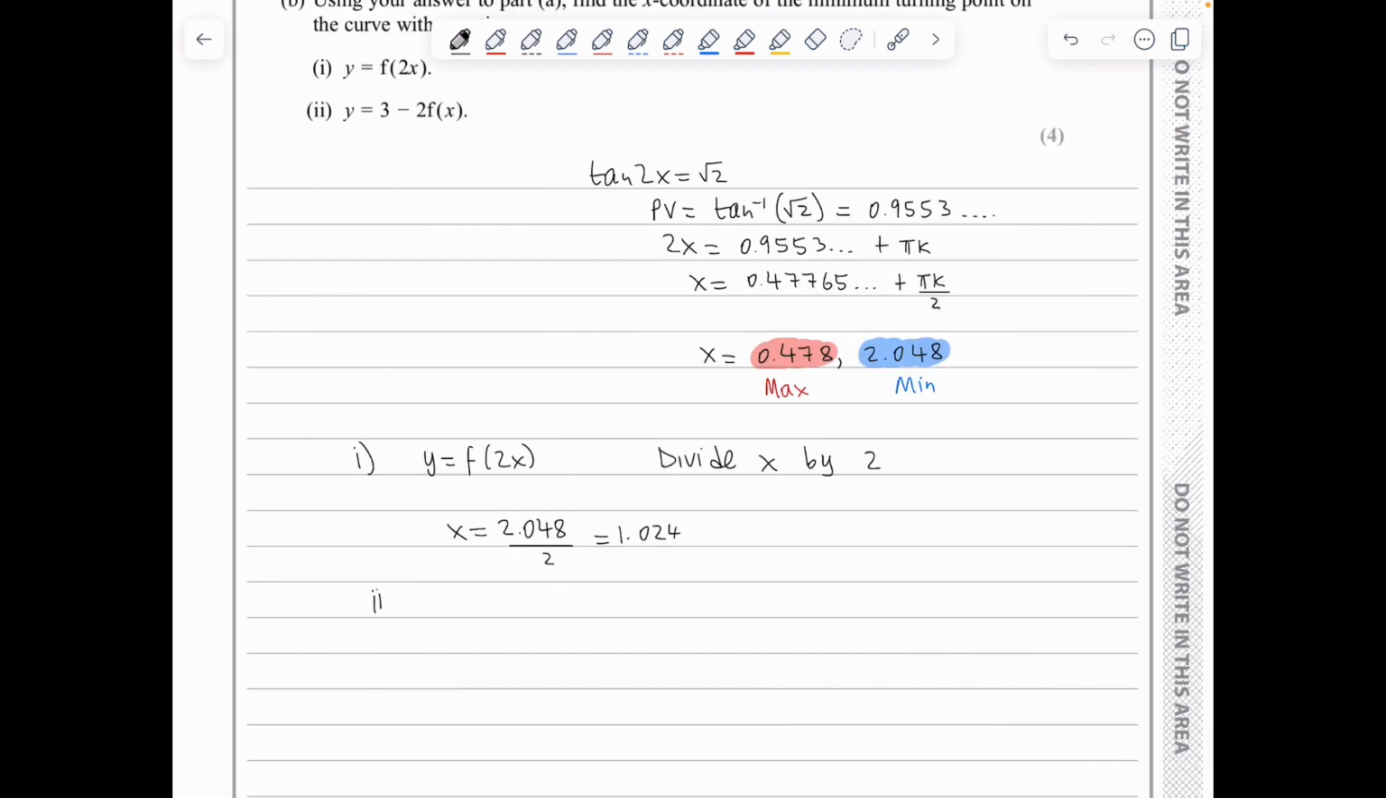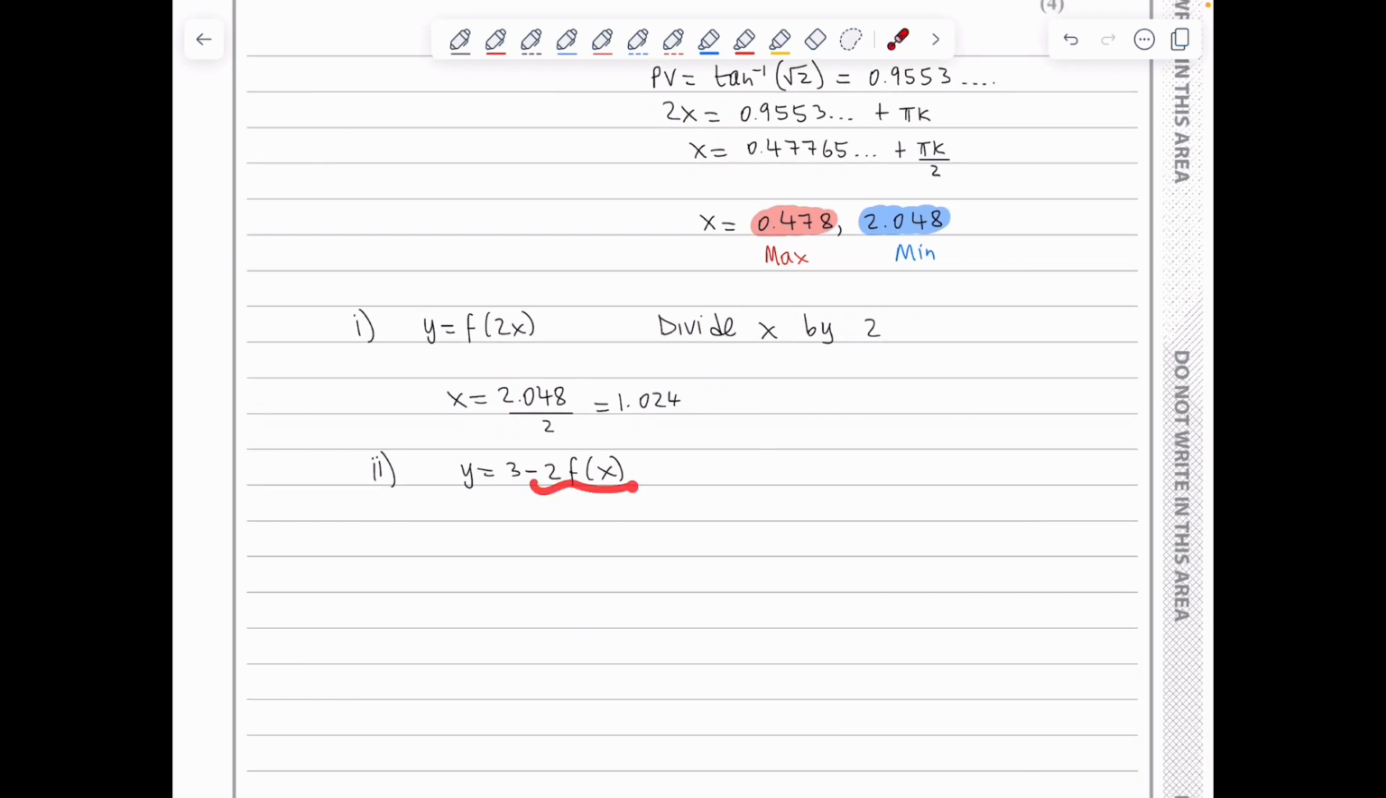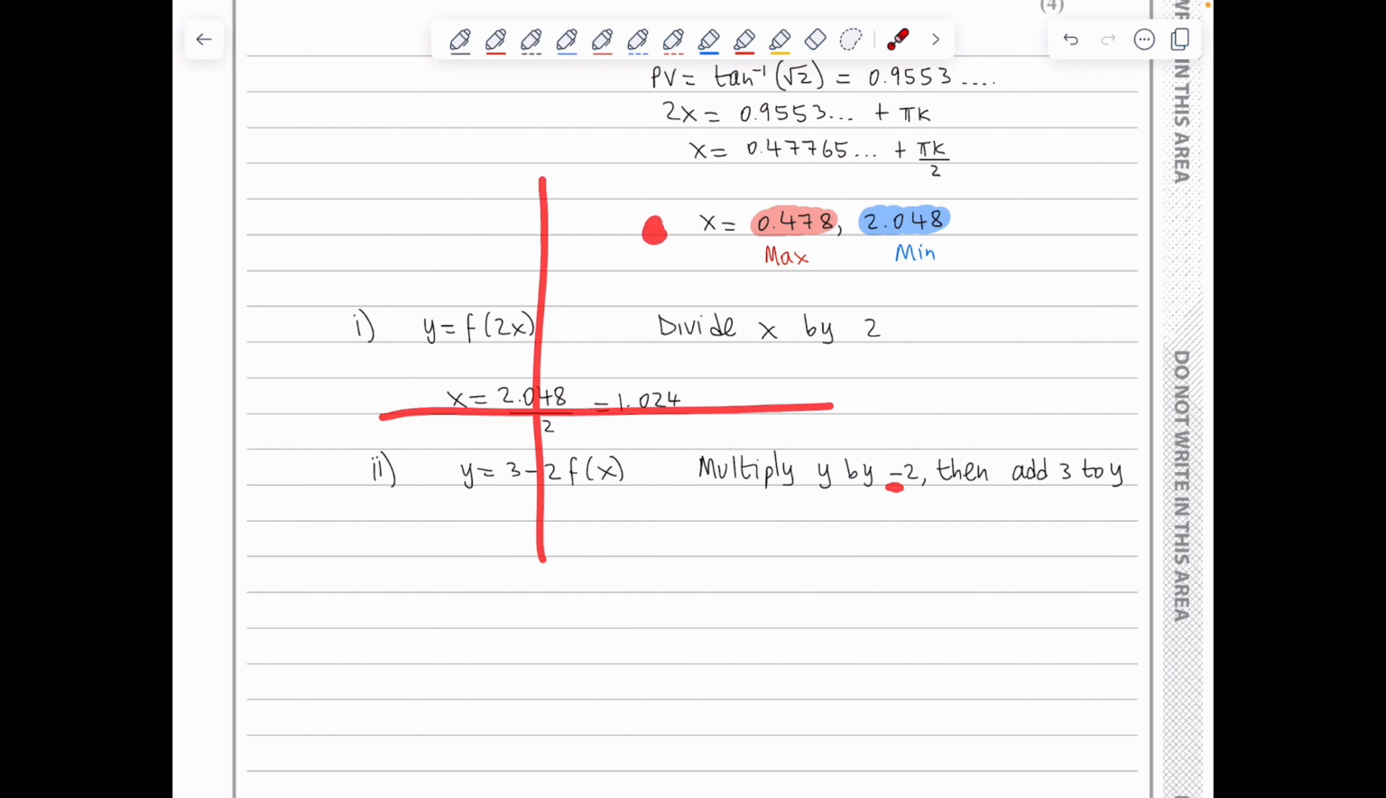In part II, things are a bit more complicated. We've got y is 3 minus 2f of x. So two transformations here affecting the y's. First of all, the negative 2 here means we multiply y by negative 2. And then the 3 means we add 3 to y. So multiply y by negative 2, then add 3 to y. We need to think of how the graph is affected. Now, the fact that we are multiplying the y's by a negative means that the positive y's become negative and vice versa. So this is equivalent to a reflection along the x-axis.